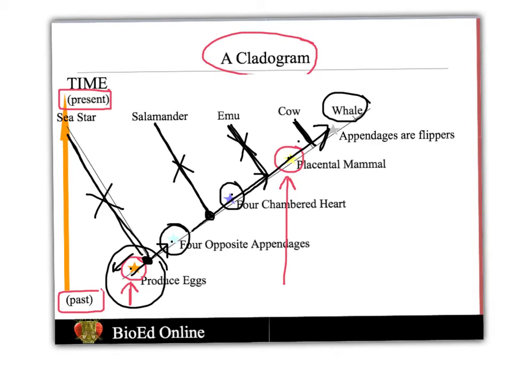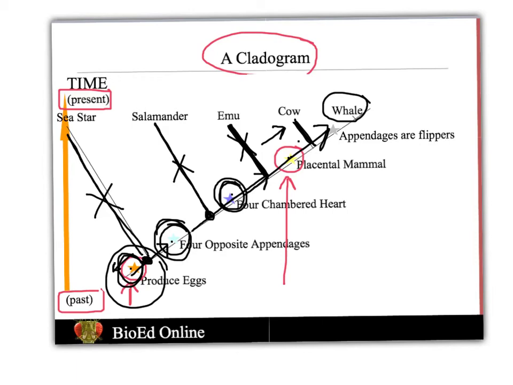So when you're reading a cladogram to find characteristics, you always back up behind and see what does that organism have before it branched off the line. Let's do an example of an emu. Emu is right here. What characteristics does it have before? It had a 4-chamber heart, 4 opposite appendages, and produces eggs. So those are the characteristics of emu. Anything that comes after the emu is not a part of the emu. So it is not a placental mammal, and it does not have appendages that are flippers. So that's how you read a cladogram.